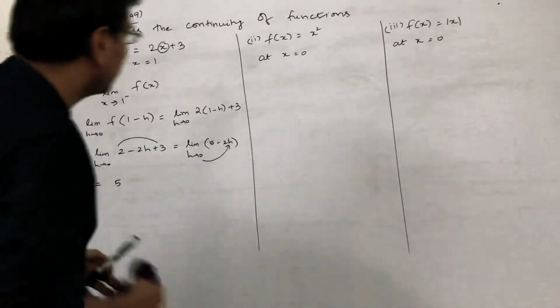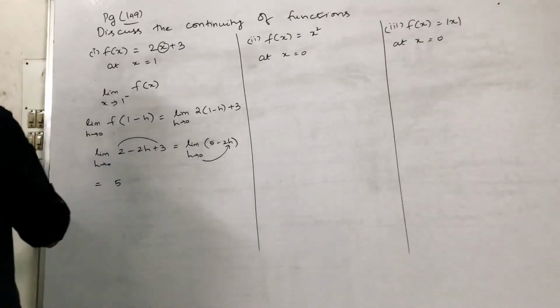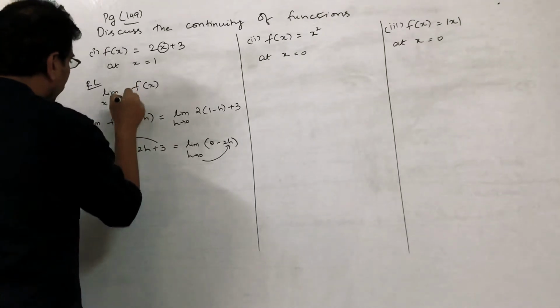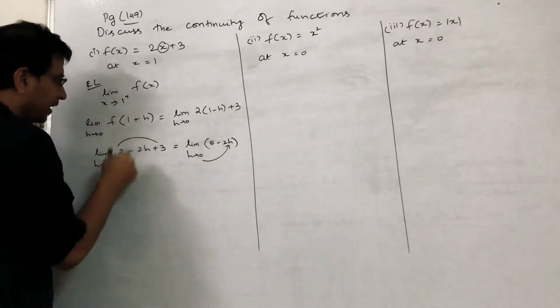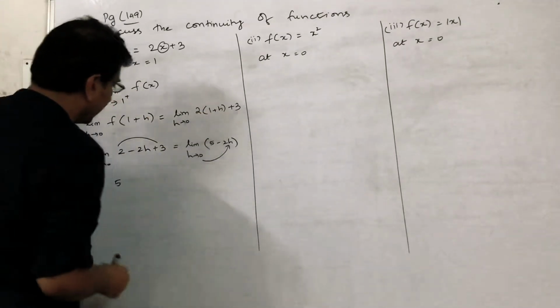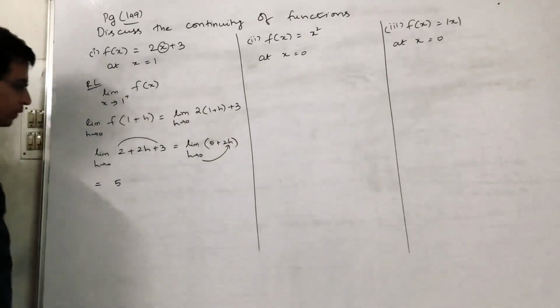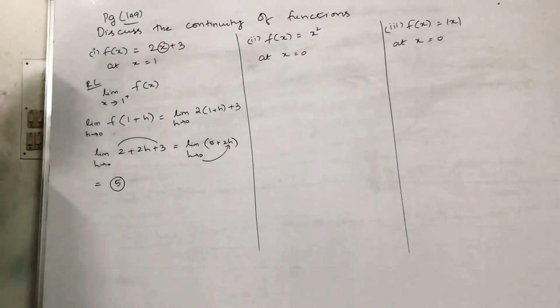Similarly, for the right limit, what are we supposed to do? For the right limit, we will replace 1 minus with 1 plus. This will be replaced with 1 plus, and this will also be replaced with 1 plus. This will be plus 2h, so it will be 5 plus 2h. Then the right limit will also be 5.